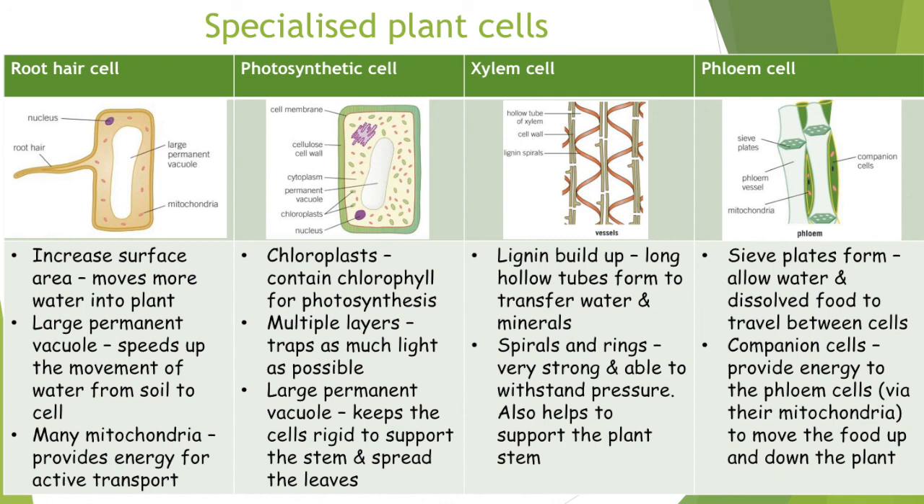Secondly, and finally, phloem cells lose a lot of their internal structures, but they're supported by companion cells that you'll see just outside of the phloem cells. These help to keep them alive. The mitochondria of the companion cells transfer the energy needed to move dissolved food up and down the plant.